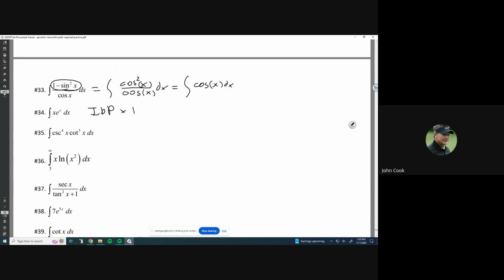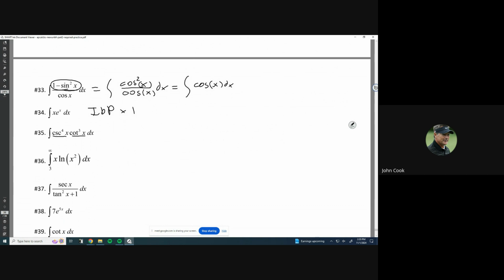Okay, we're on the home stretch. Cosecant to the fourth times cotangent, those are part of an identity, cosecant squared and cotangent squared. So again, what I would do on this one is just try to see if it's a u substitution, and then use identities to iron out the rest of it.